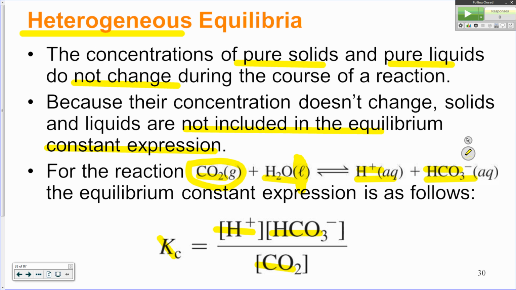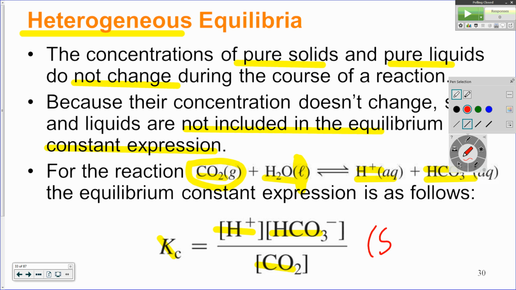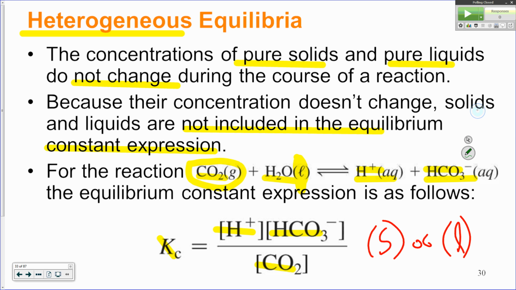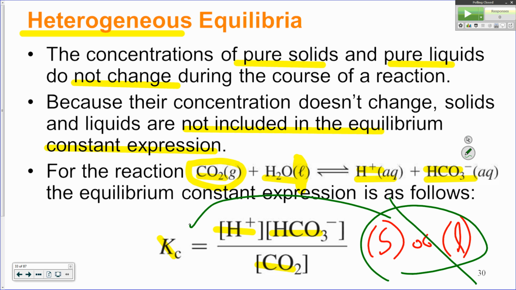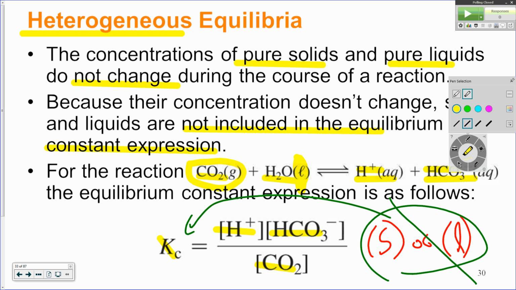So anytime that I see a solid after a substance or a pure liquid, represented by L, that means that it doesn't appear in the K sub C expression. So it's not in the K sub C expression. Okay, so we're going to look at some examples of that.